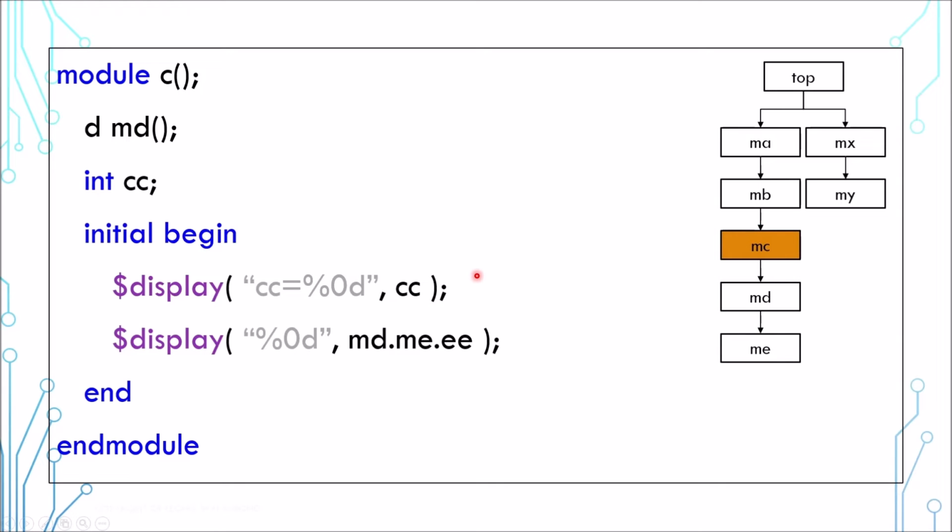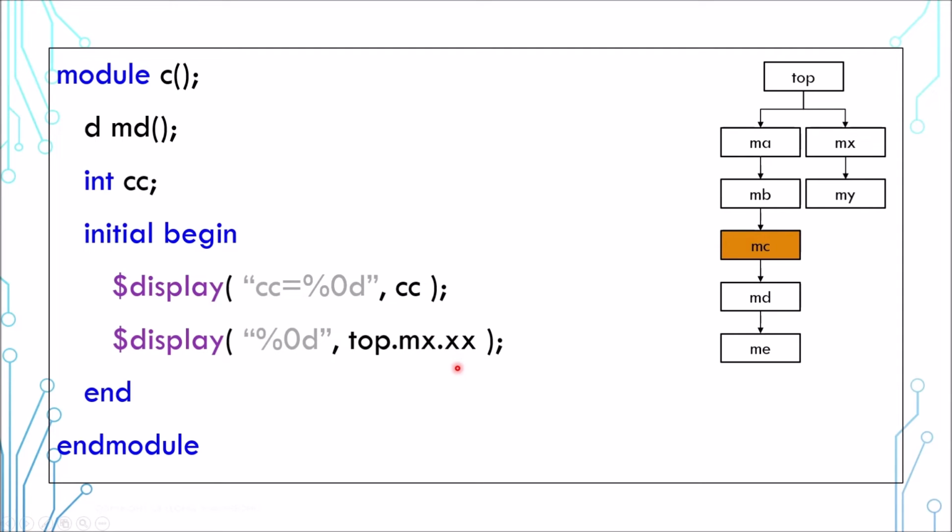Now another way to refer to a variable in other module is to use an absolute path. For example, the variable EE. Instead of using this path, we can use this path. Note that in this path, the highest level module uses module name top, whereas other modules use instance names like MA and MB. Using absolute path is like a God view. We can access any variable in the system. For example, top.tt and top.mx.xx.